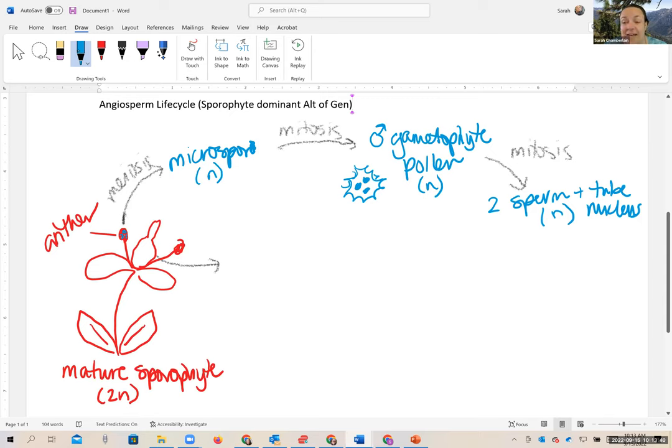So you have your pollen, and inside of the pollen, mitosis occurs. You end up with two sperm and a tube nucleus. Kind of like with our gymnosperm, do you remember how he had that little tube nucleus that grew that little tube to deliver the sperm to the egg? We're dealing with more or less the same kind of thing here, but we have two sperm instead of just one. And that we'll worry about later. So this is all inside the pollen, and the pollen is inside the anther until it's mature and ready to be released.